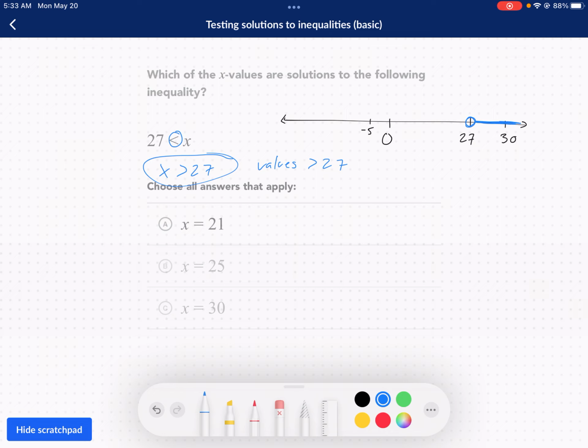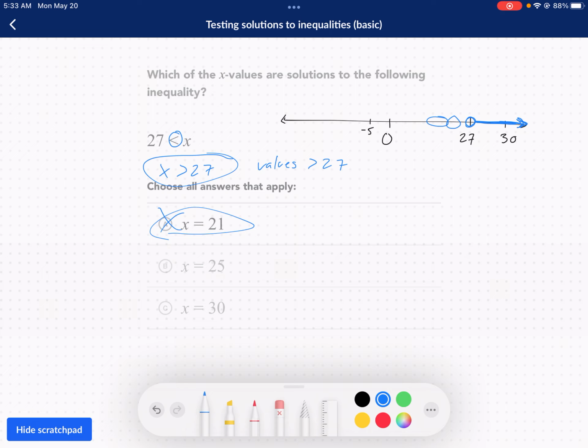We're talking about all these values to the right. And again, you don't need to graph this. I just wanted to show you which ones can be solutions visually also. So 21 is clearly to the left. 21 is over in this area. So this one's out. 25 is also out.